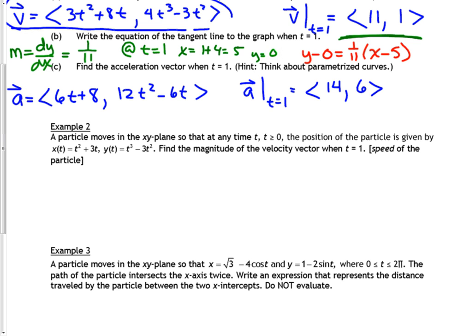So all I'm going to do is find the derivative of x, because I'm talking about my velocity. So I want to know the rate of change of x, and I want to know the rate of change of y. Sorry, that's my y.